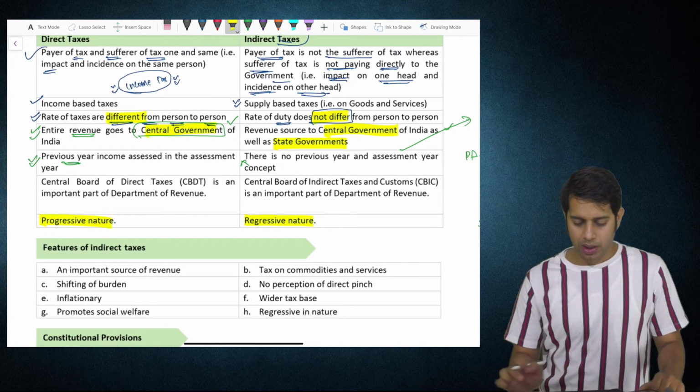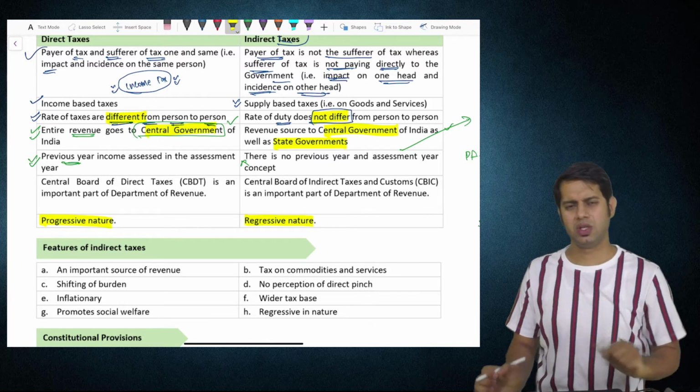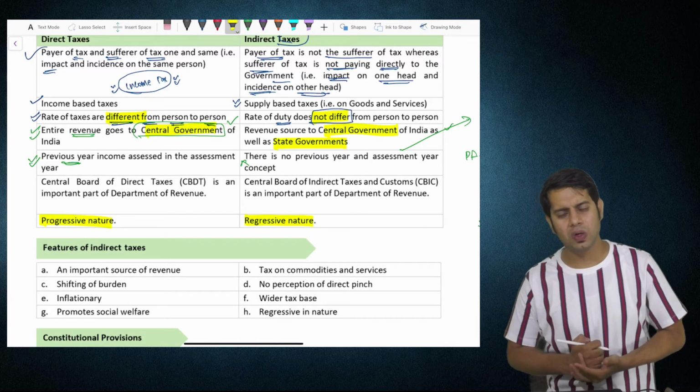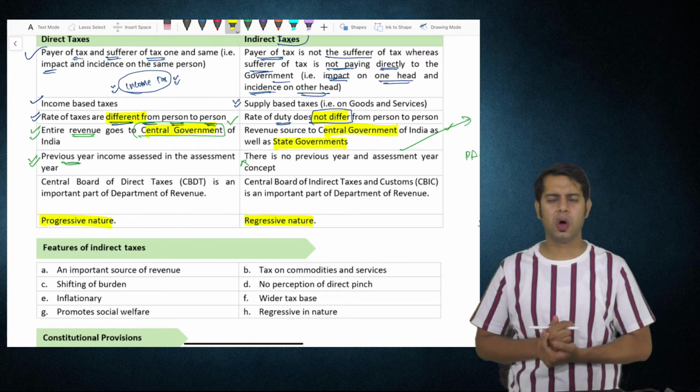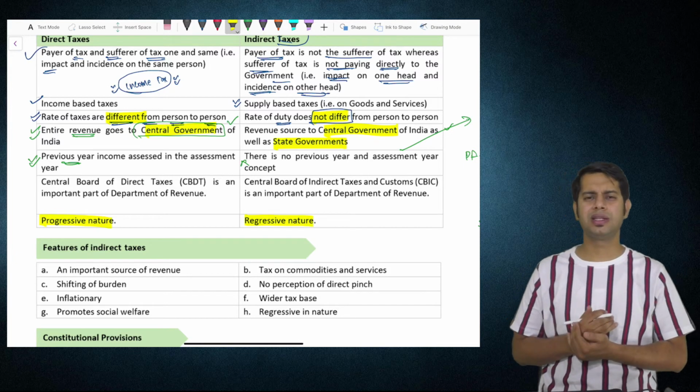Now, sir, you are telling that there is something called income tax. You are telling that there is something called indirect tax. Sir, who is making that income tax law? Who is making this indirect tax law? Is Narendra Modi directly sitting and making this law?